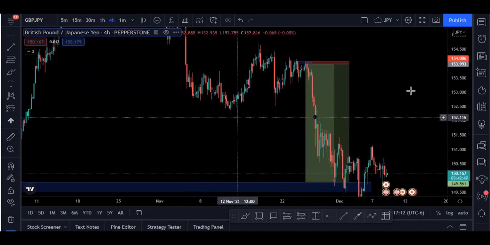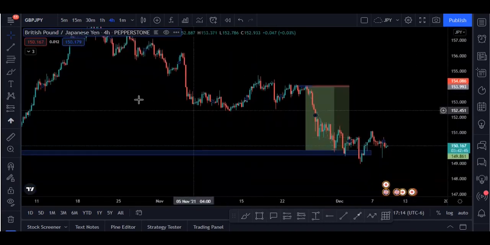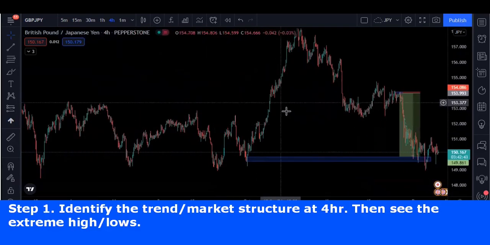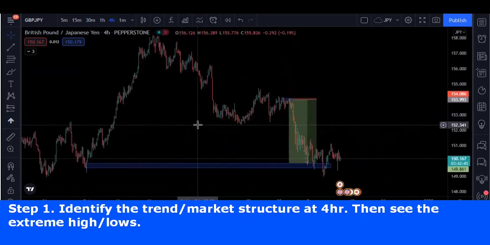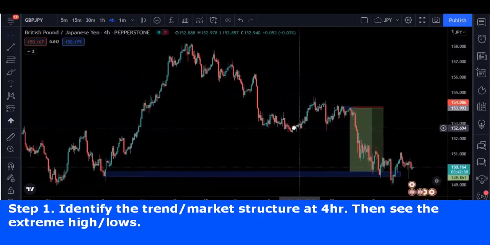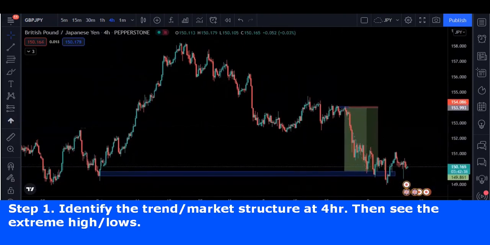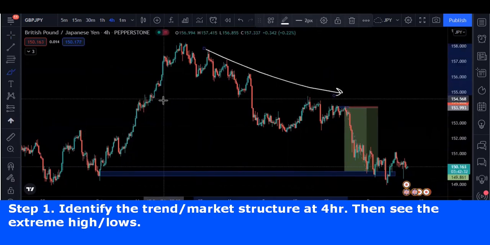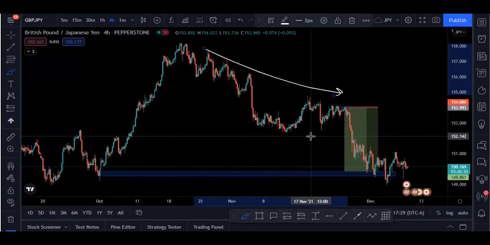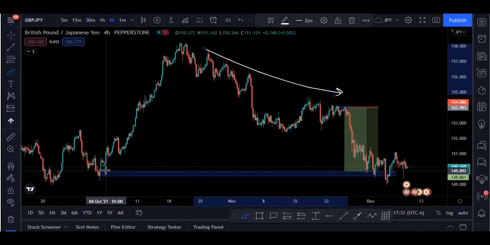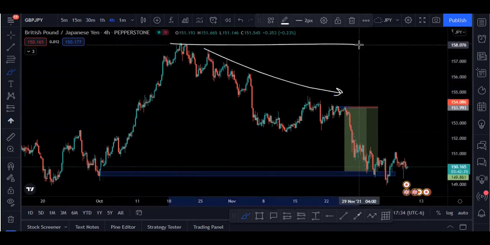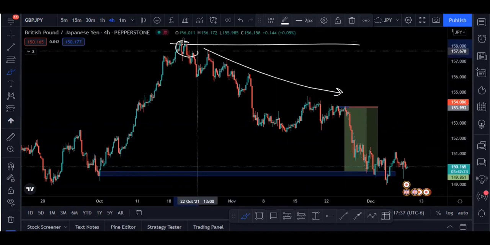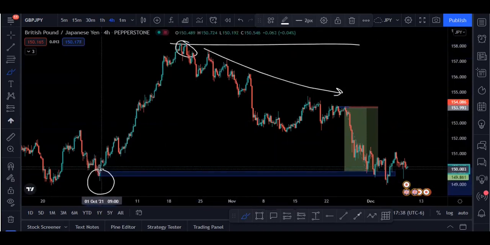Okay, so first off, guys, this is the 4-hour chart, and what you want to do is identify the trend, right? So as you can see, by the way, this is the GBPJPY, okay? As you can see, we are in a downtrend, right? When you find a setup, you want to see the extremes, right? This is the high, and this is the low.